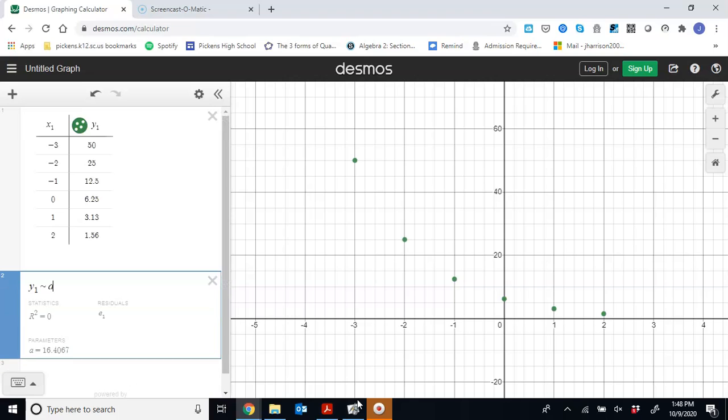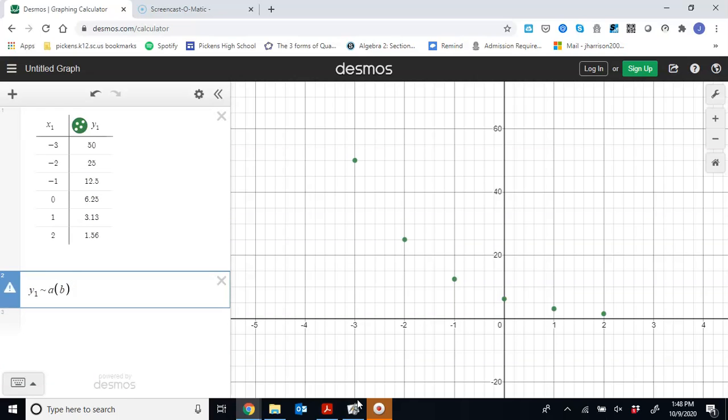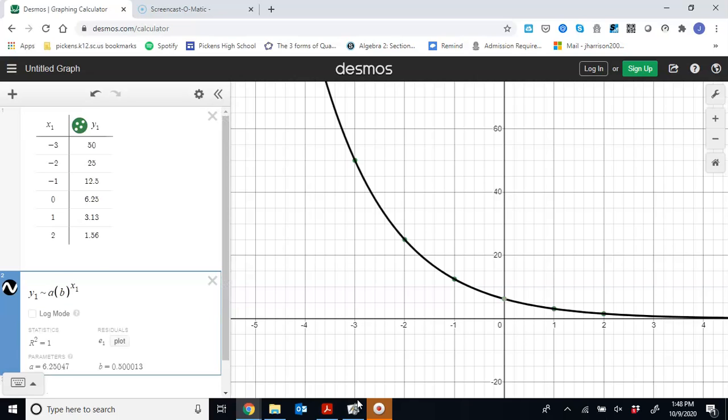Then we do a times b raised to the x power, because that is the basic format of an exponential function. Remember, we talked about it could be 1 plus the rate or 1 minus the rate. The calculator, though, will figure out what it is for me for that b value on the inside. And then I'm going to raise it to the x1 power. You do have to hit the little x1 so it knows you're talking about the table. Notice it graphs that line also for you, or that curve, I should say.